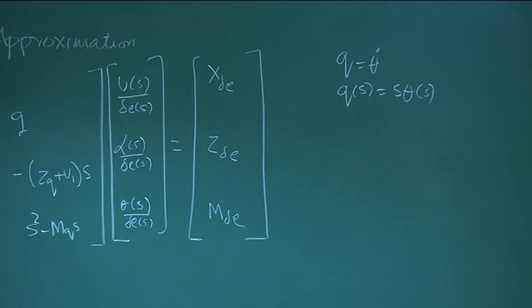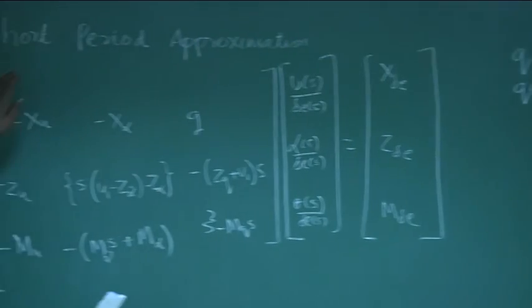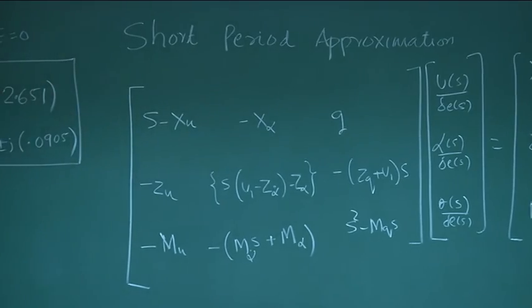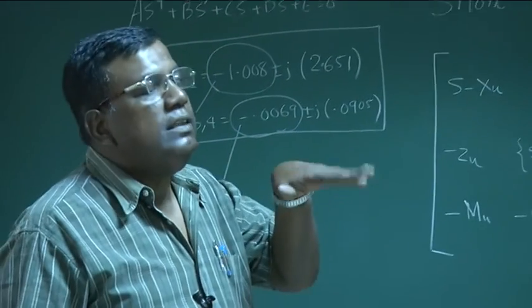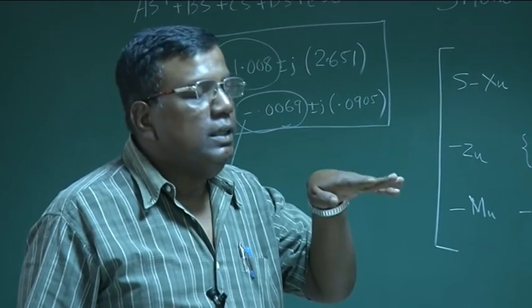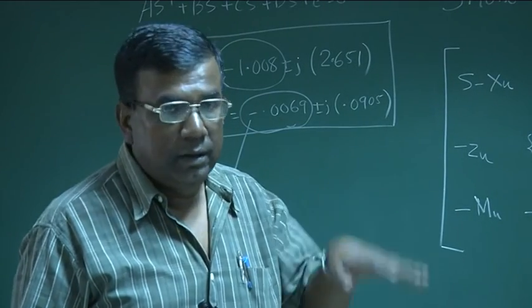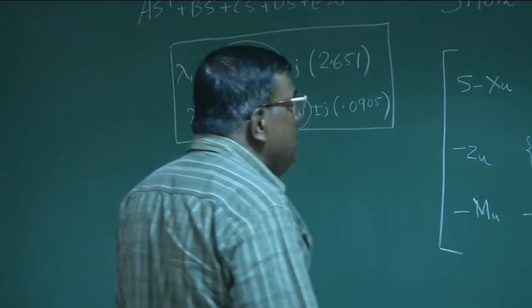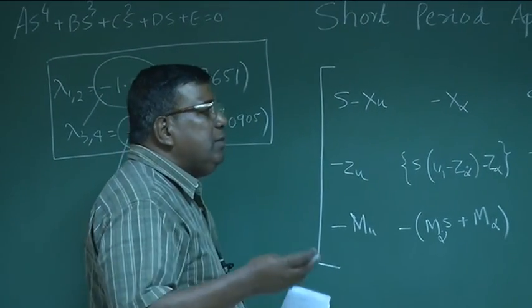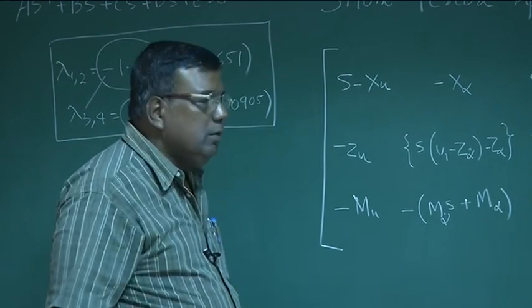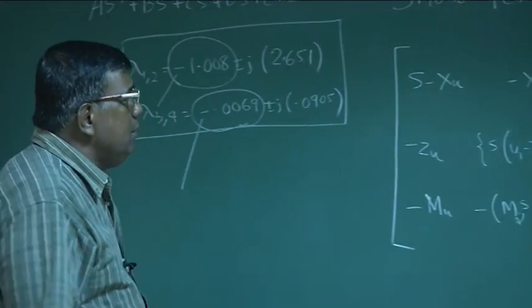Now we are almost going towards applying the short period approximation. And what is the short period approximation? That during this disturbance or excitation, the u remains constant. There is no change in the u perturbation, or the perturbation u is 0, because this is a very short period. In a very short time it comes back to equilibrium. So that's not a bad approximation.